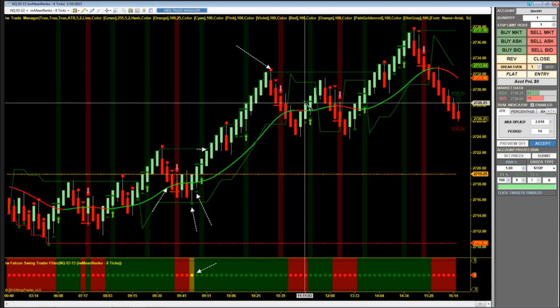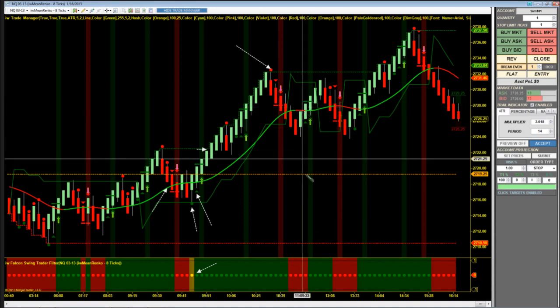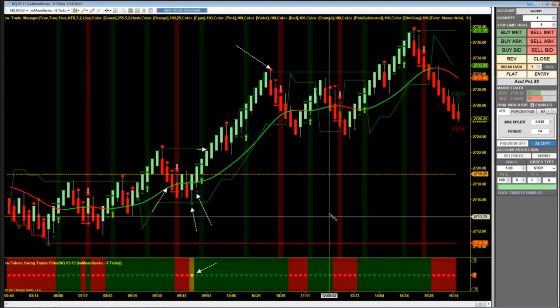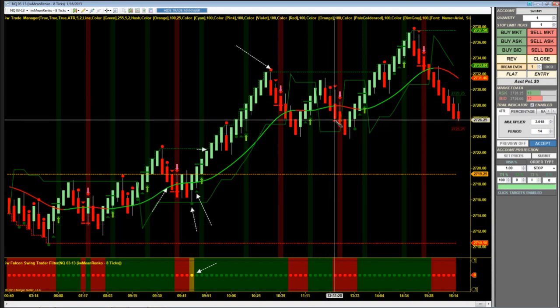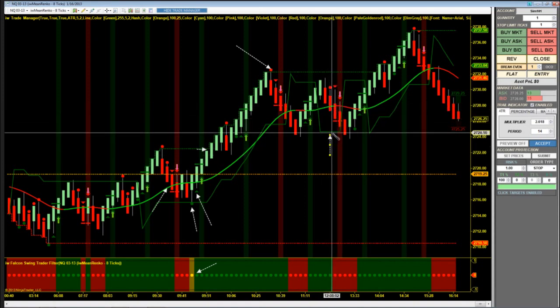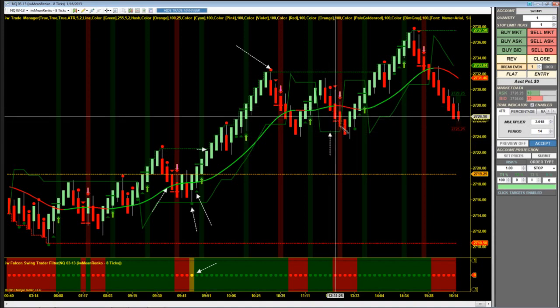If I wanted to get long again, there's a long signal here, but it's not really fully ready because of the red filter. If I wanted to get short here, it's not really fully ready. Two reasons: because the swing line previous is green and my trailing stop is in the wrong position, but most importantly, it's a swing line.